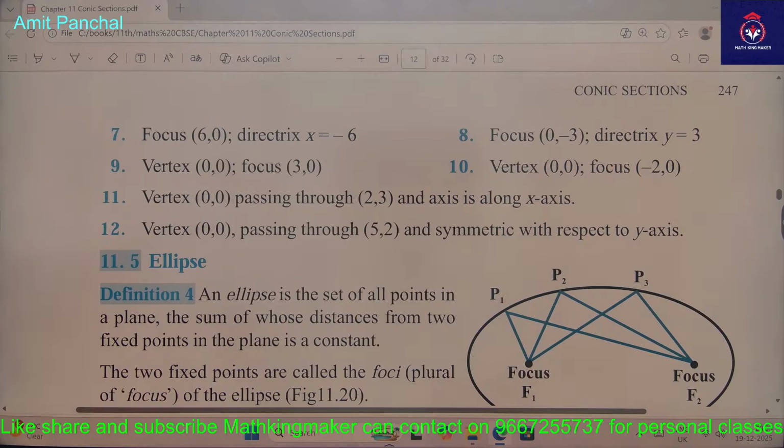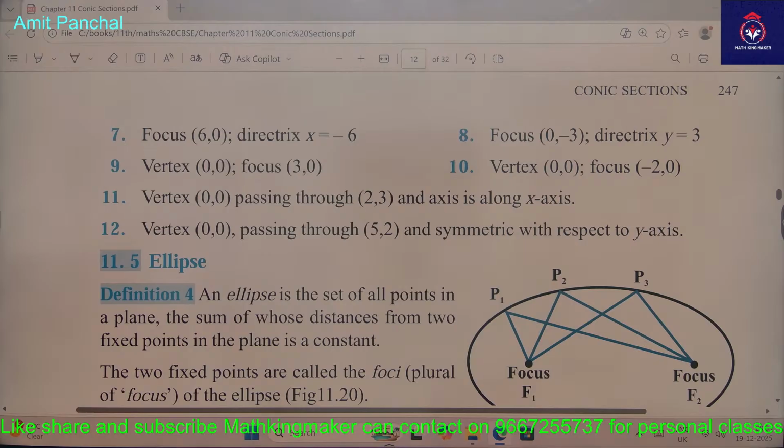This is 0, -2, 0, so a equals to -2. It's on x-axis. So y square equals to -4ax. So y square equals to -8x. Yes, right. Good. Now the next one, 11th.